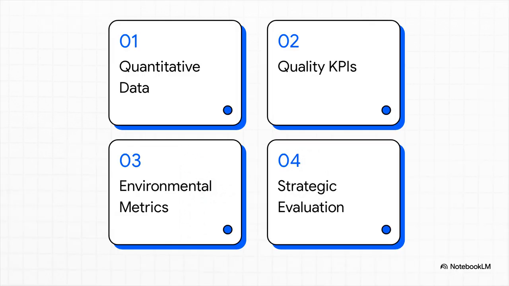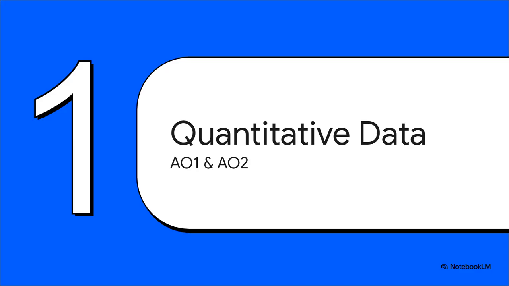Here is our game plan for today. 1. Quantitative operations data. 2. Service and quality KPIs. 3. Environmental and sustainability metrics. And 4. Strategic evaluation and judgment.